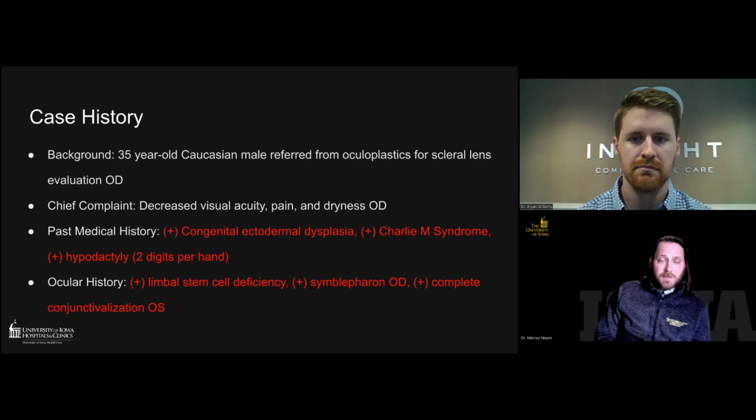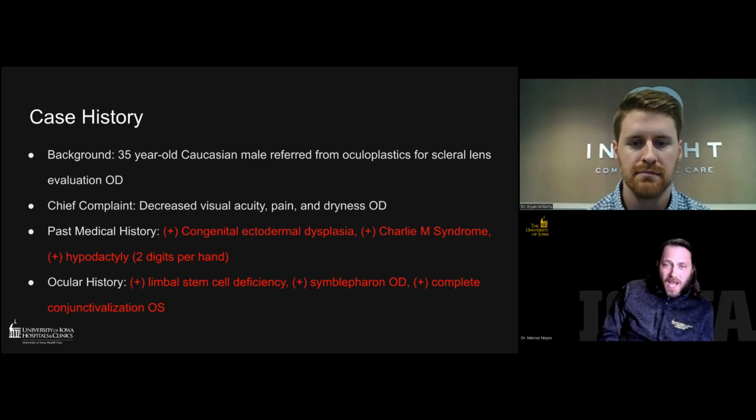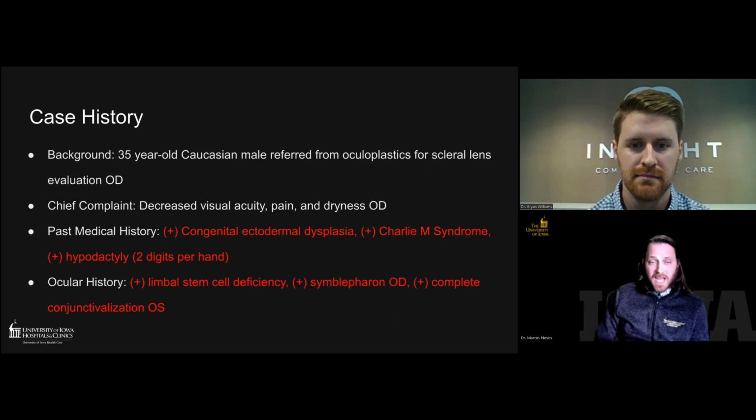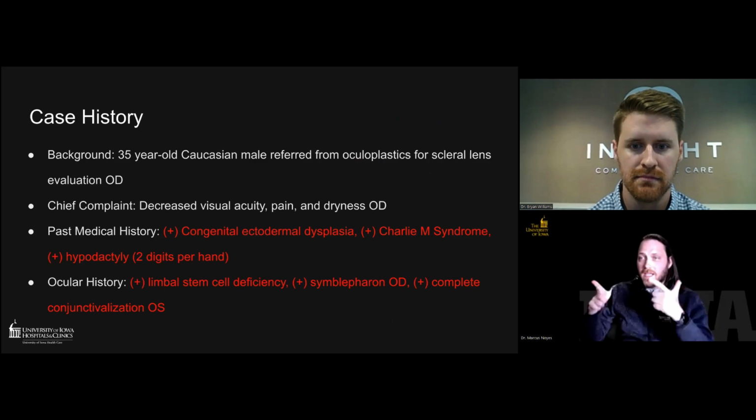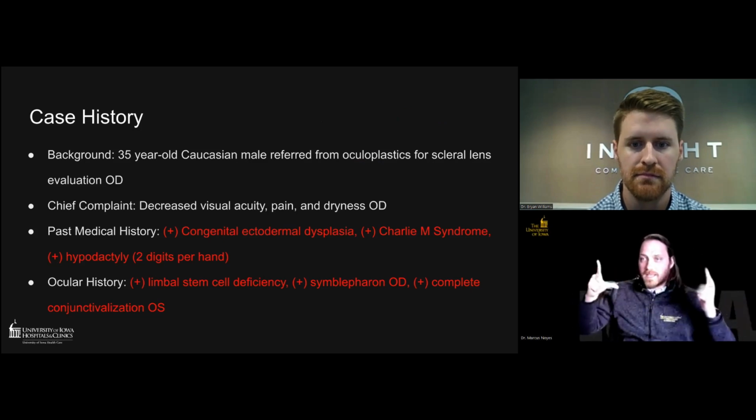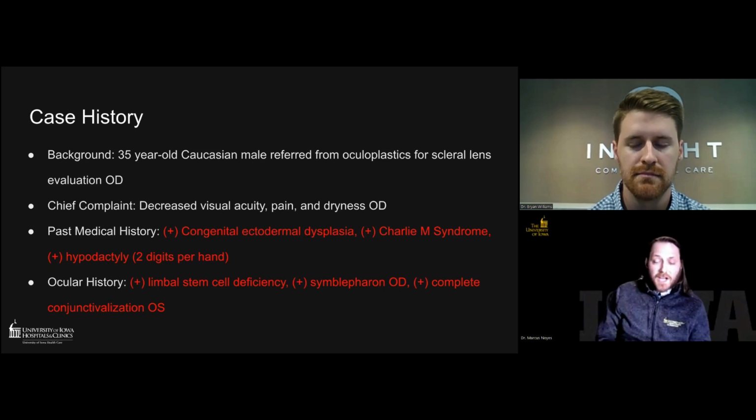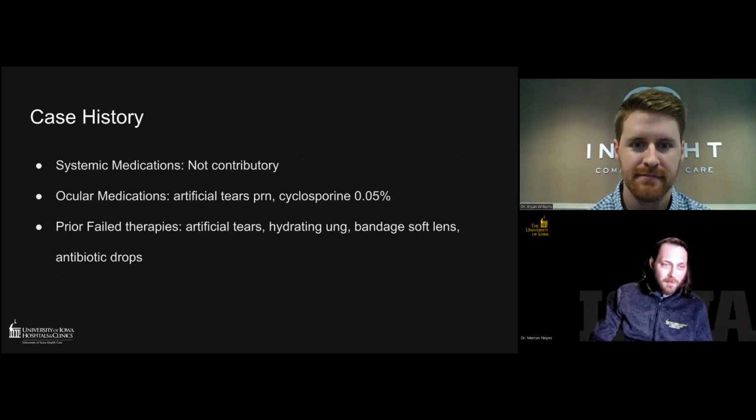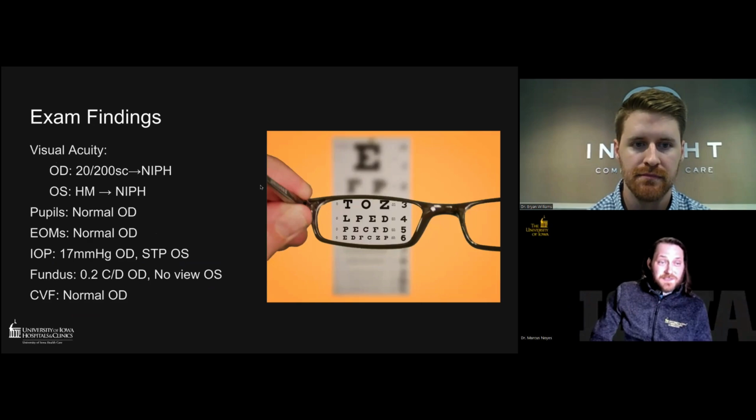So our case history, the patient's a 35-year-old male, referred from an oculoplastic service for a scleral lens evaluation of the right eye. He does have both of those conditions I just listed, and the way that he was affected was with hypodactyly. So he had 2 digits per hand. He had a thumb and a finger, kind of like that, and that's about it. His ocular history was already positive for limbal stem cell deficiency, a symblepharon of the right eye, and complete conjunctivalization of the left eye. His medications were not contributory. His vision was 20/200 in the right eye and hand motion in the left, with everything else being normal.